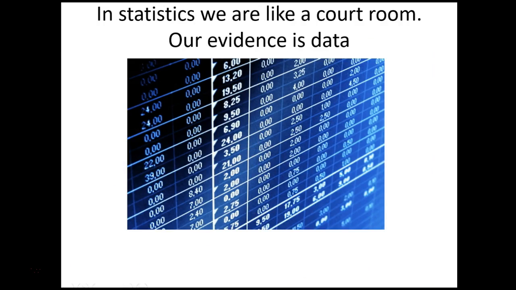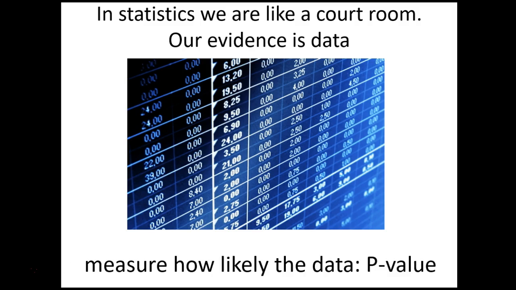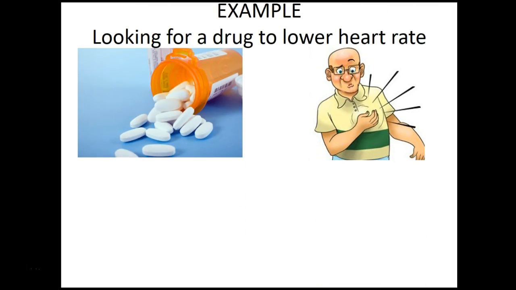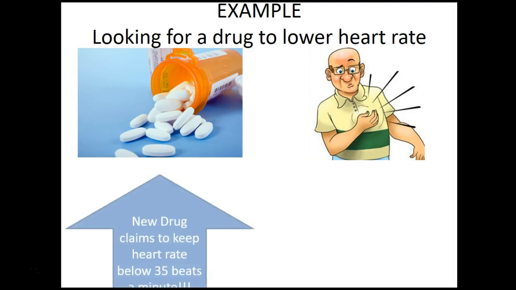So basically, in statistics, we are like a courtroom. Our evidence is the data, and we measure how likely the data is to occur using the p-value. So let's look at another example. Let's look at an example for a drug to lower heart rate. All right, so a new drug comes up to lower heart rate.